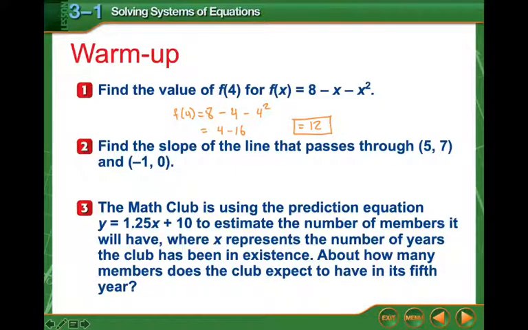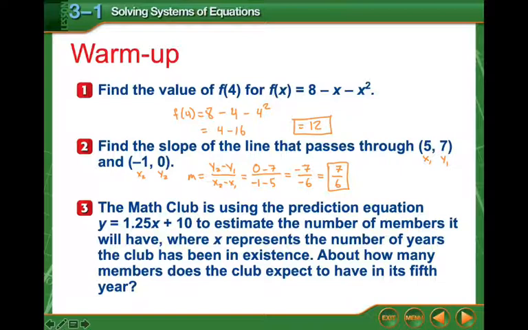For number 2, we need to find the slope, so we need to use our slope formula. Before we do that, let's label our points, x1, y1, and x2, y2. Now we're ready to use our formula. It's y2 minus y1 over x2 minus x1. So that's going to be 0 minus 7 over negative 1 minus 5. So that's negative 7 over negative 6, or just 7/6.